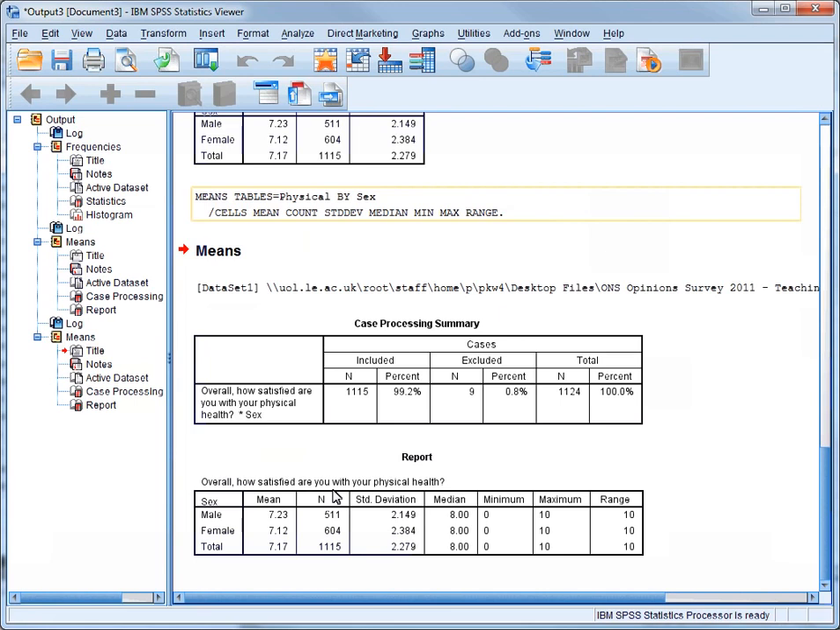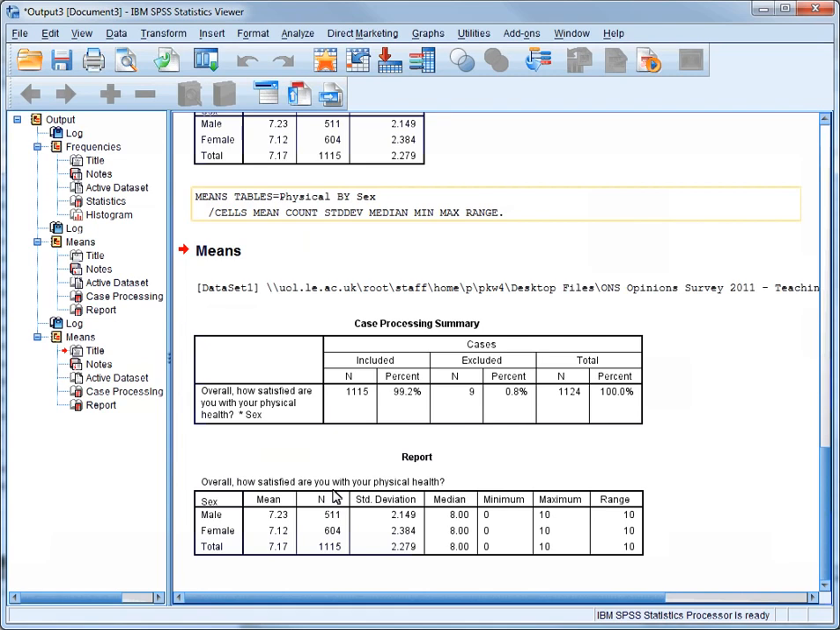You'll see that as well as producing the number of cases, the means and the standard deviations for each group and for the dataset overall, we also have the medians, minimum values, maximum values, and the ranges. The median satisfaction of physical health for the respondents overall is 8, and this is also the case for males and females as separate groups. The minimum and maximum values and the range are also identical for the two groups. This provides us with further evidence that, in relation to satisfaction with their physical health, men and women aren't really that different.